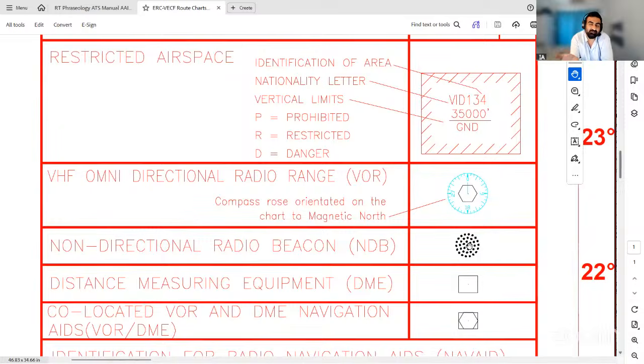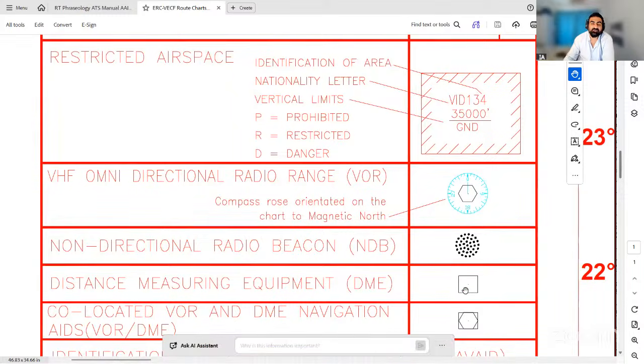I mean, you should know. And VOR is on the VHF frequency band. DME surprisingly is just a square with a small dot. And a co-located hexagon in a square is a co-located VOR DME.